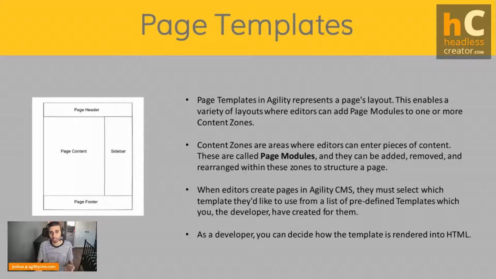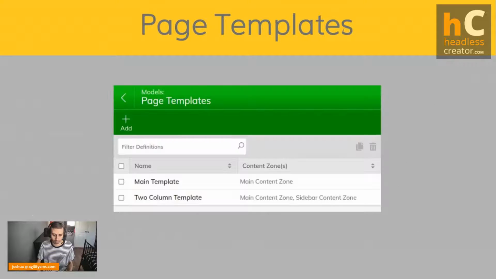When an editor creates a new page in Agility, they'll select from a list of predefined templates that the developer has created for them. And as a developer, you get to decide how these templates are rendered into HTML. Here I have an example of two templates. I have a main template with a main content zone, as well as a two-column template with a main content zone and a sidebar content zone. This means that editors can drag and drop page modules within either one of these zones.